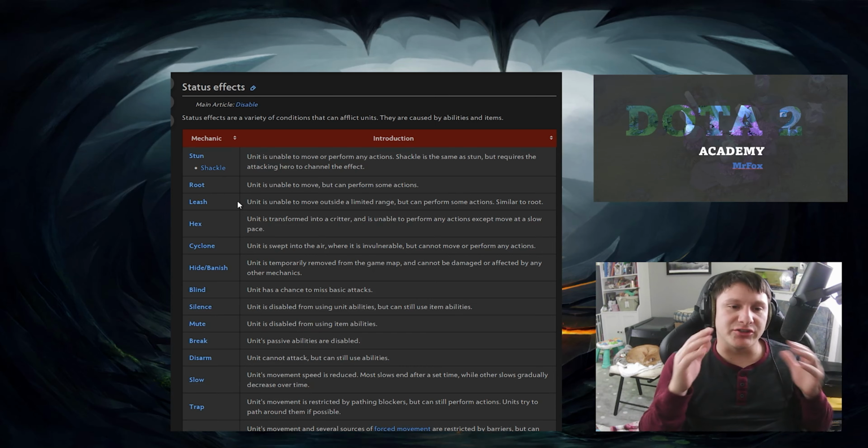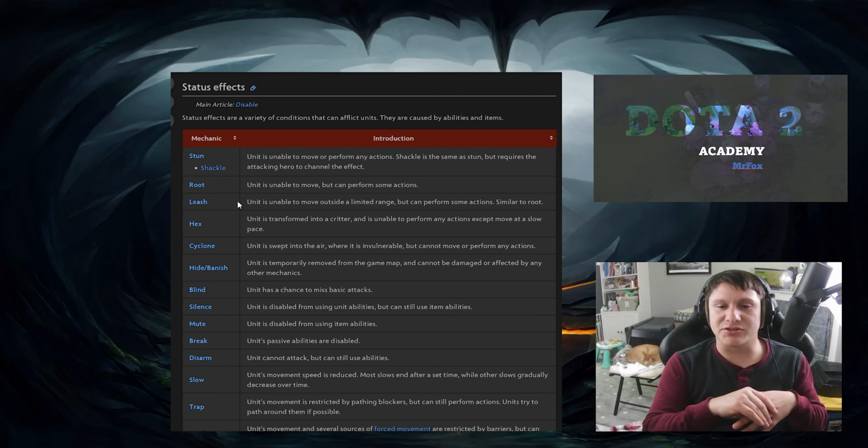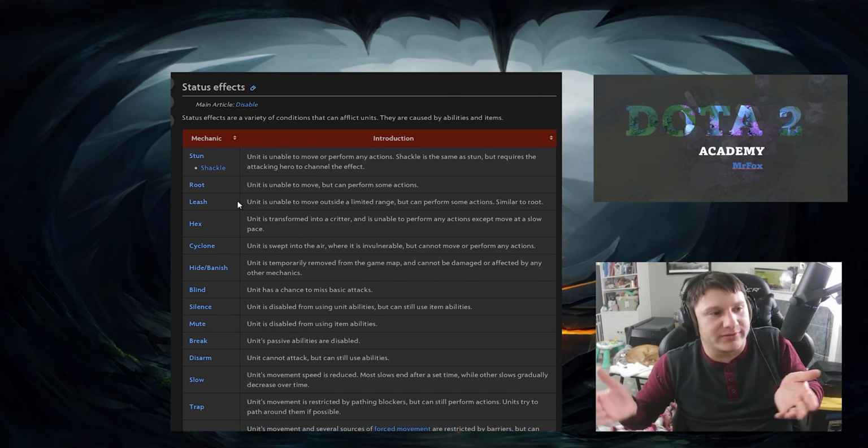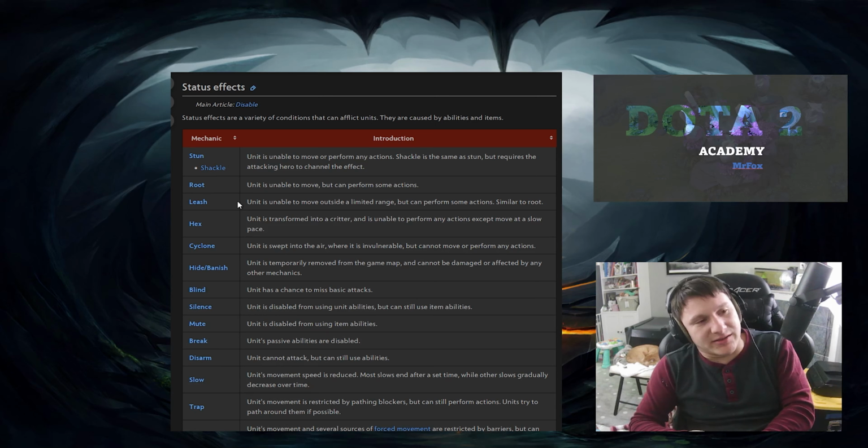Now, a hide and a banish: a unit is temporarily removed from the game map and cannot be damaged or affected by any other mechanics. This legitimately means you're gone, you don't exist on the map, and that would be Outworld Destroyer will do that, and then there's one more, Shadow Demon. And it says "by any other mechanic." That is not necessarily true. There are a few things that can, and that would be very specific to Outworld Destroyer and to Shadow Demon.